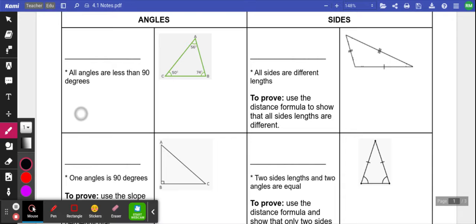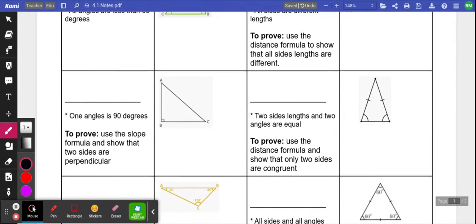The triangle here first, triangle ABC, is an acute triangle because all angles are less than 90 degrees. Let's go ahead to the next one. The triangle to the right is a right triangle because one of the angles is 90 degrees. That would be angle B.